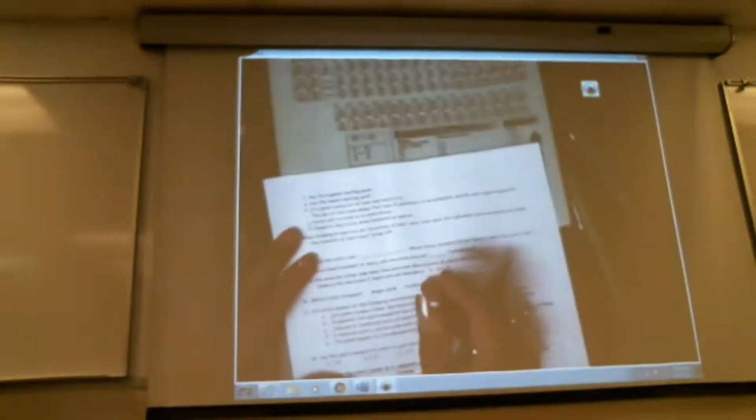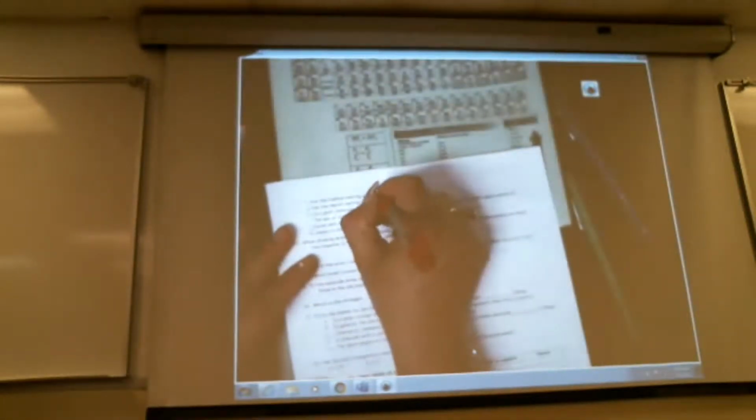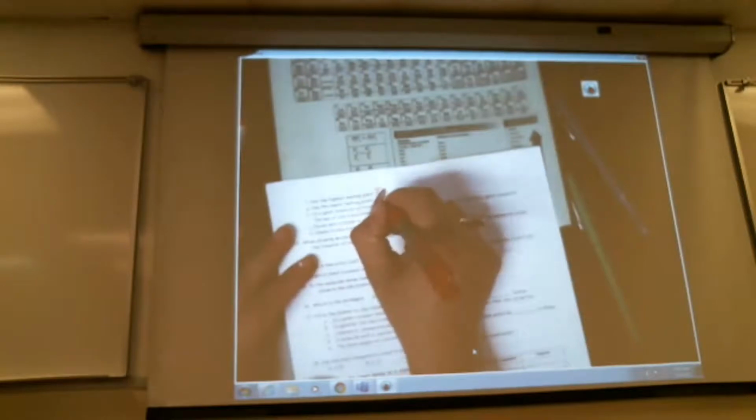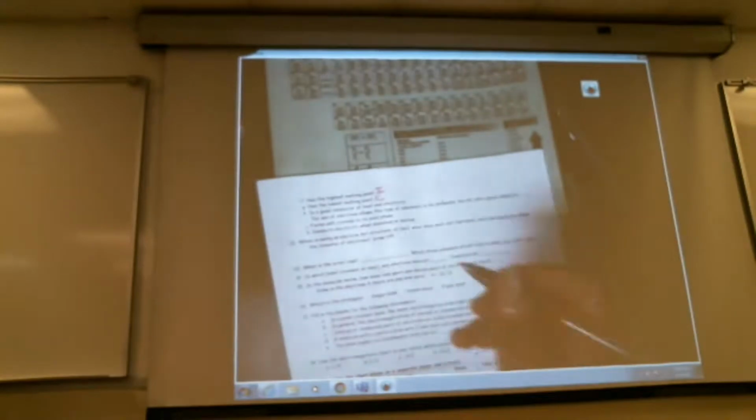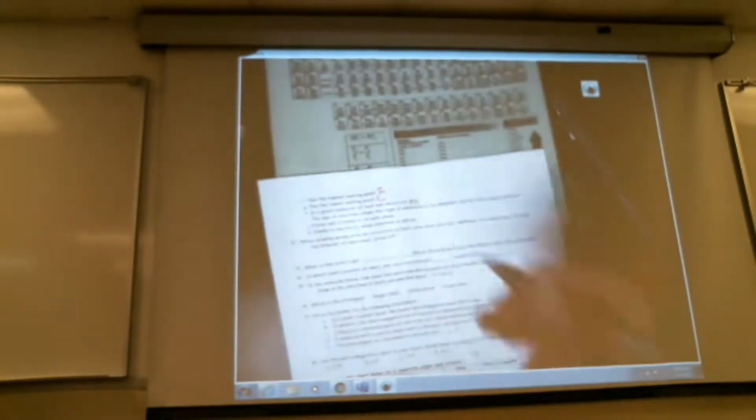Has the highest melting point, ionic bonding. Has the lowest melting point, I might be wrong. Yeah, no, covalent bonding. Good conductor of heat and electricity, metallic bonding. Okay? Oh, I like J. I think J is a test question.